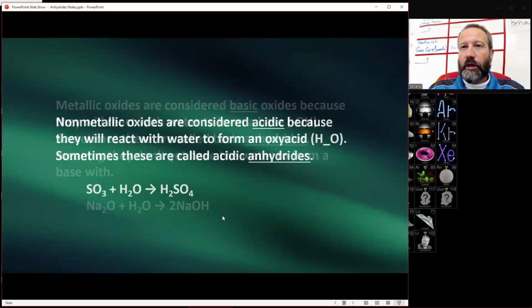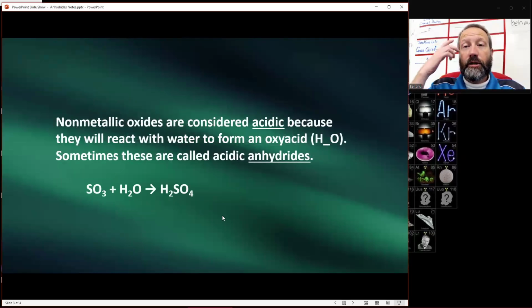Okay. Next we have non-metallic oxides and I want to do the same thing. Non-metallic oxides are acidic anhydrides. So catch that. Metallic oxides and water give you a base. Non-metallic oxides and water give you an acid. That is well worth memorizing. It's just a little nugget to stick in your head, and you might get some test questions correct with that.